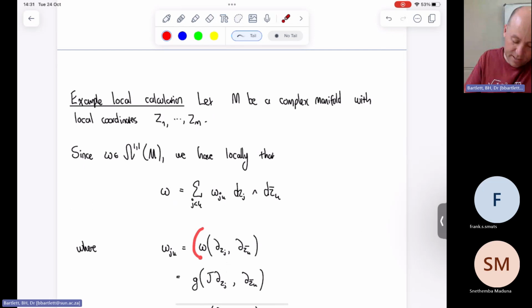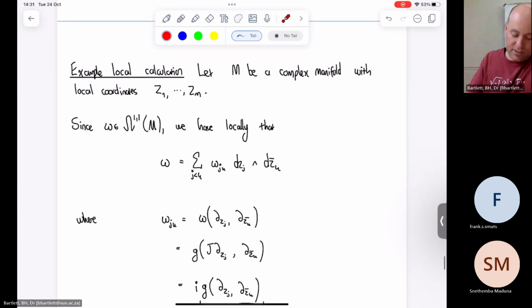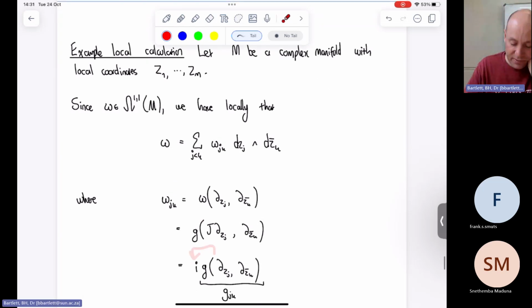Now, omega applied to this pair of vectors. What is omega? By definition, it's G of J applied to the first vector, comma the second vector. This is how omega is defined, going from here to here. And by definition of what del Zj is, it's an eigenvector with eigenvalue I. So I can pull that I out in front. It's an eigenvector of J with eigenvalue I.